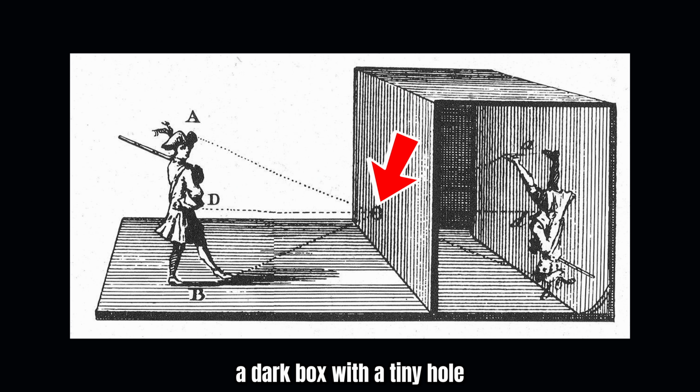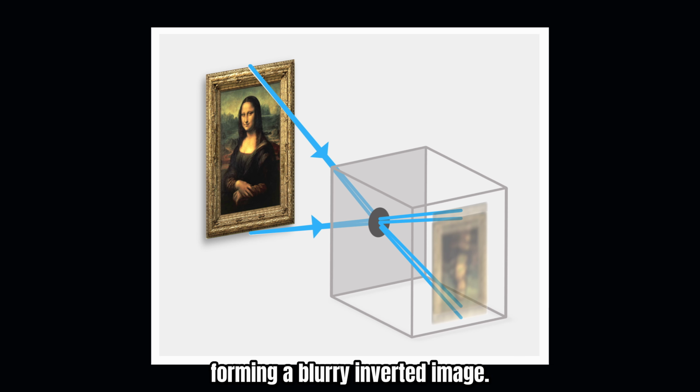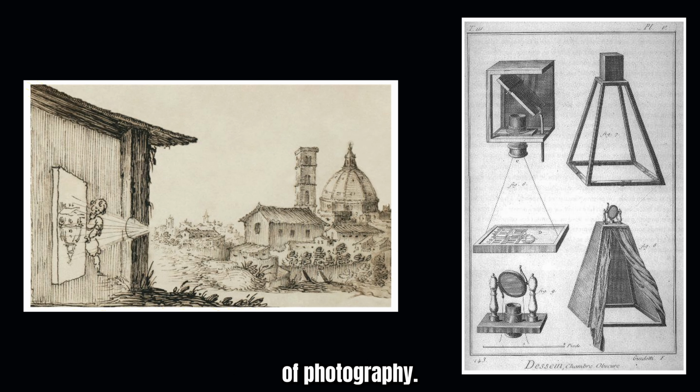Level 1. Camera Obscura. A dark box with a tiny hole that projects an image by letting light from the outside pass through it, forming a blurry inverted image. The idea dates back to ancient China and is the founding principle of photography.